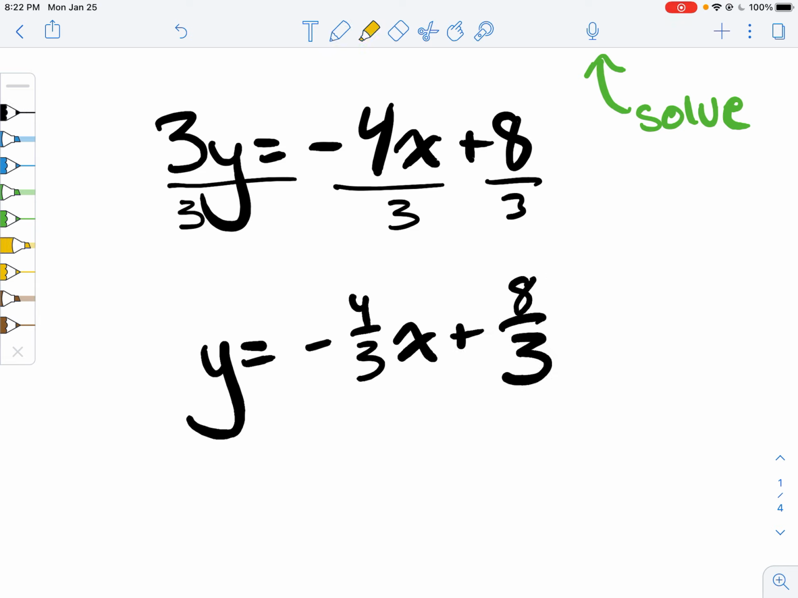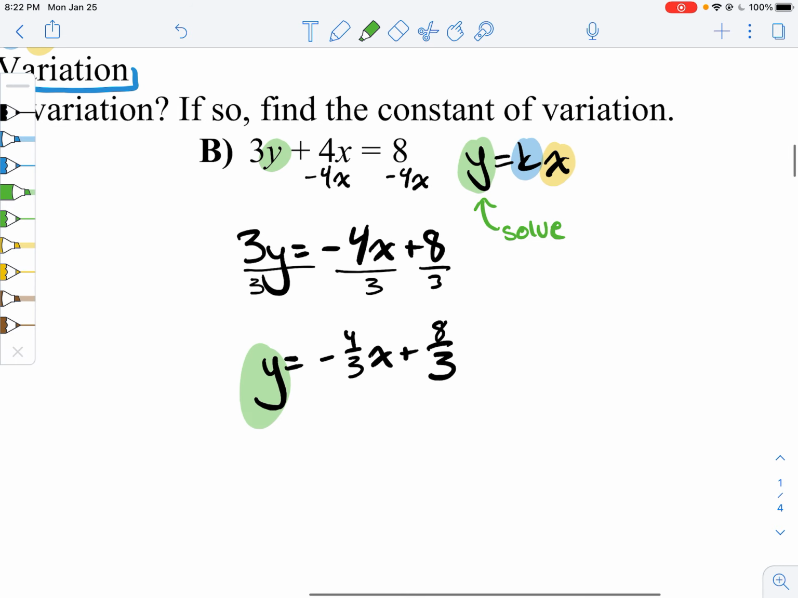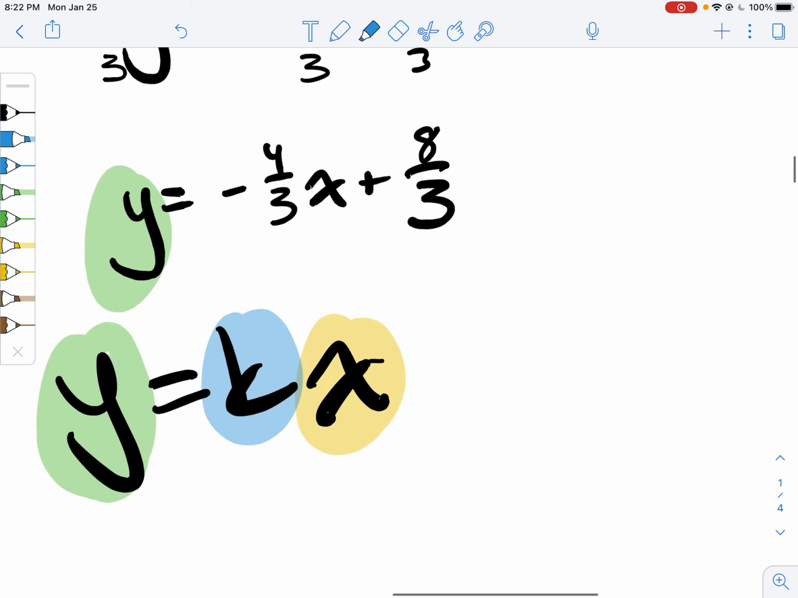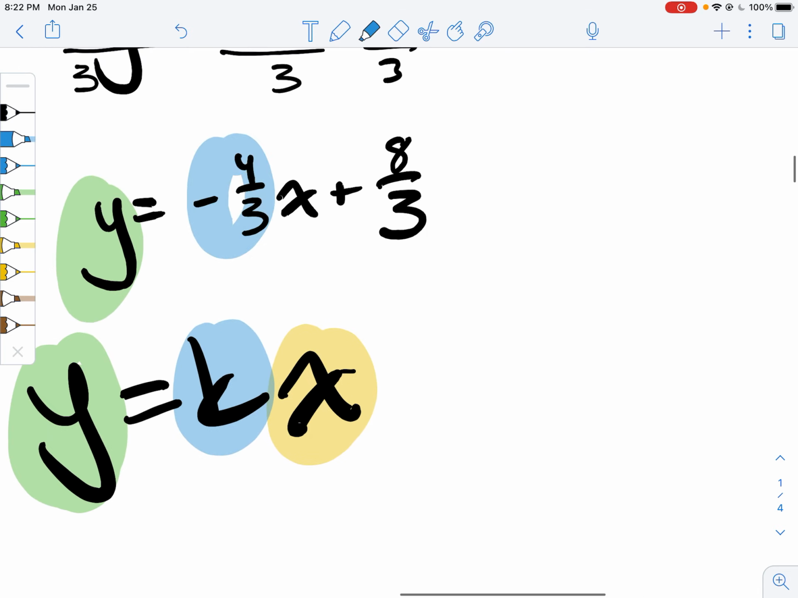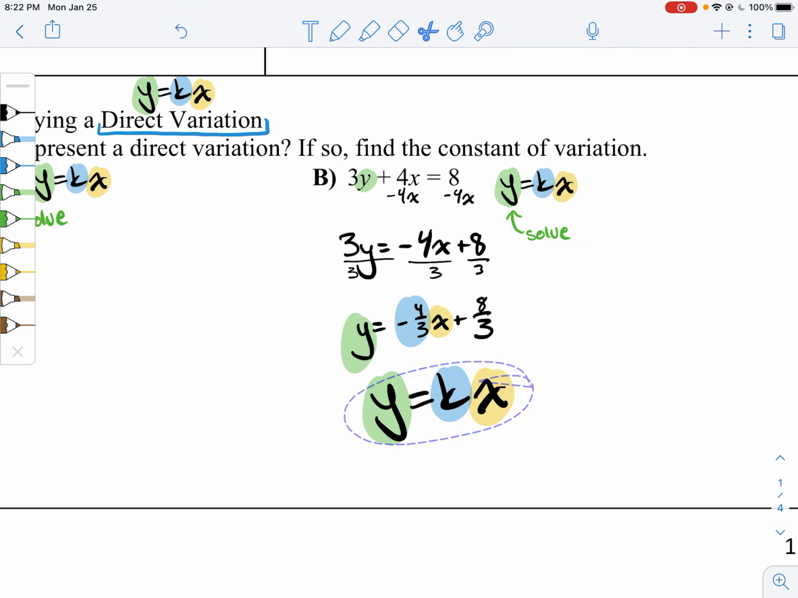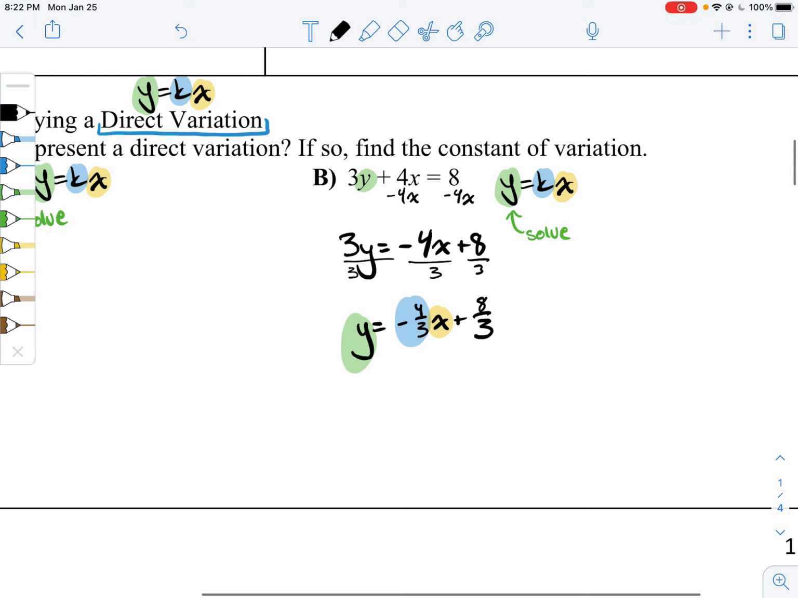Okay, we've got our y. Oh, I didn't bring it down. Our direct variation equation is right here. Does it follow this pattern? We've got y equals some number, in this case negative 4/3, times x. Oh, that's awkward. We've got a third wheel right here. So, nope, this is not a direct variation because it's got a plus something or other. Oh well, we still love and accept this equation.